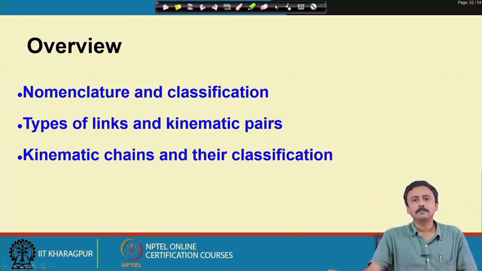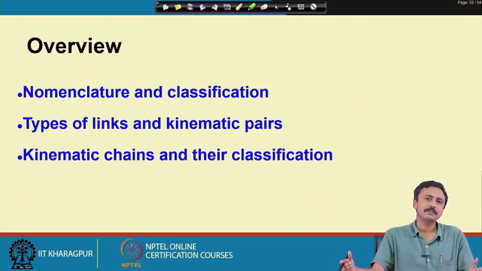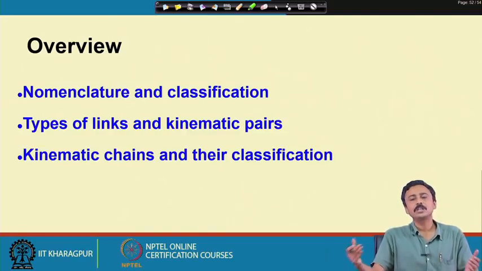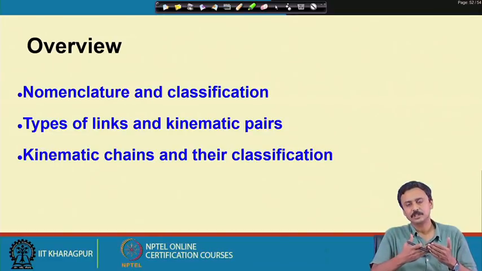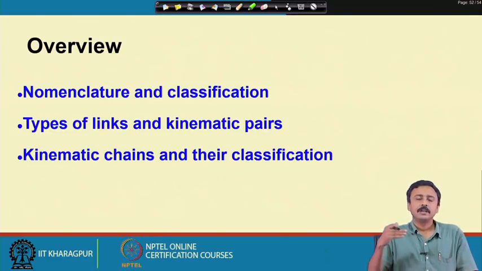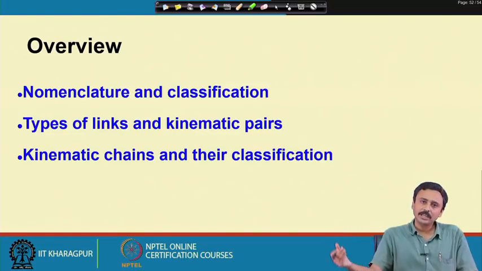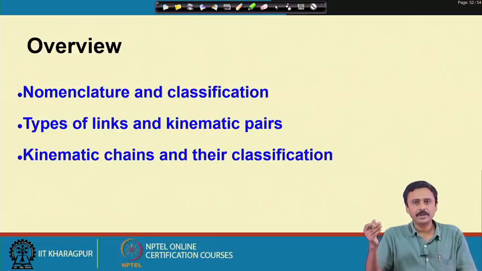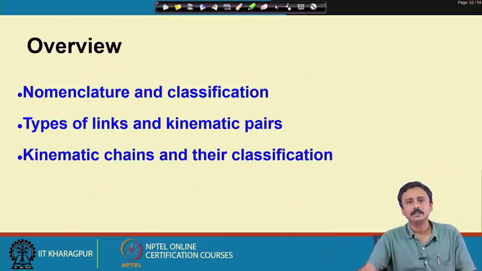I will talk about links, different kinds of links, which as I have mentioned before are rigid bodies which make up a mechanism. I will talk about kinematic pairs which connect these rigid bodies or links. I will talk about kinematic chains that are built using these links and kinematic pairs, and classify these mechanisms.